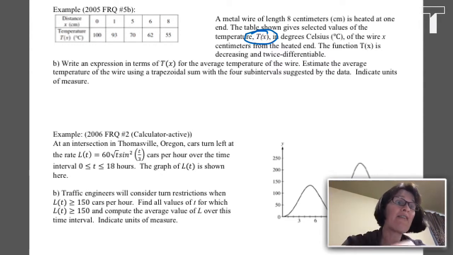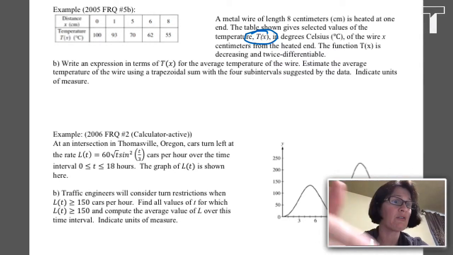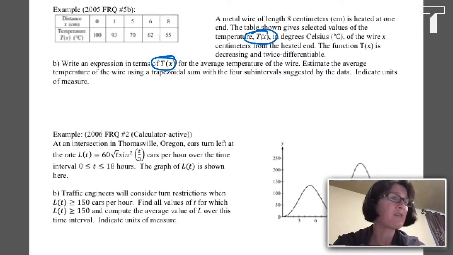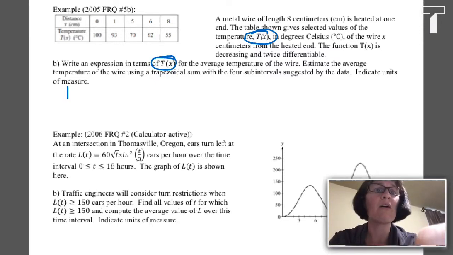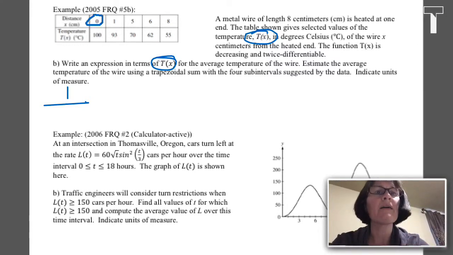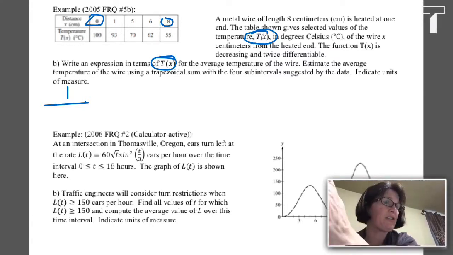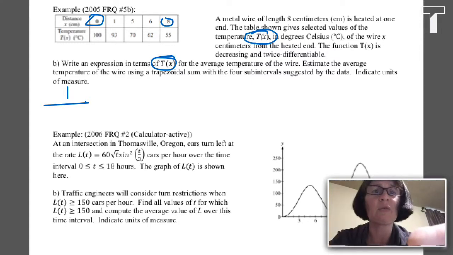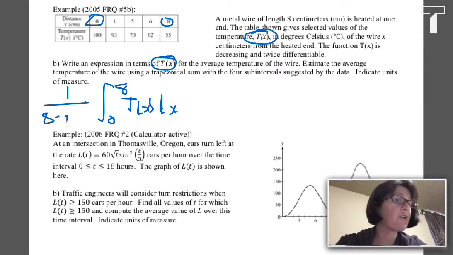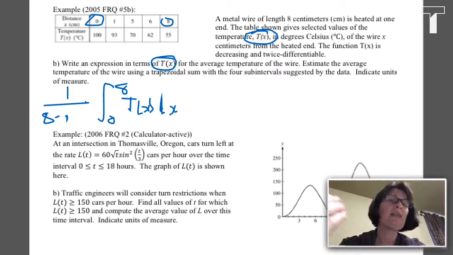Well, the average value of f of x over a to b is 1 over b minus a times the integral from a to b of f of x. The average temperature, given that temperature in this problem is called T of x, is going to be 1 over, what are a and b in this problem? Well, the wire is 8 centimeters long, so it starts at 0 distance from the heat source and goes to 8. This is 1 over 8 minus 0 times the integral from 0 to 8 of T of x dx. So that's the first answer they've asked for. That's your expression. That's worth 1 point.